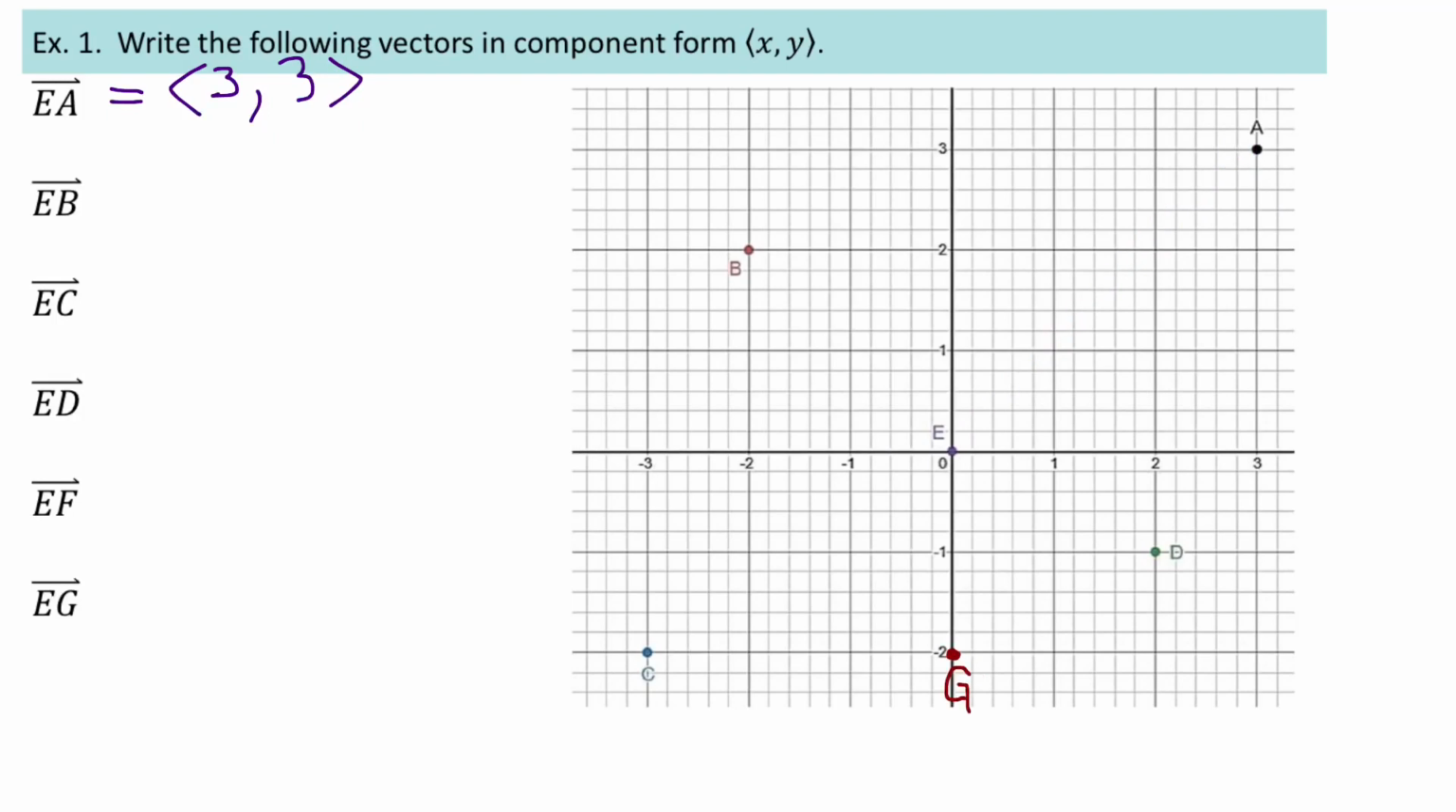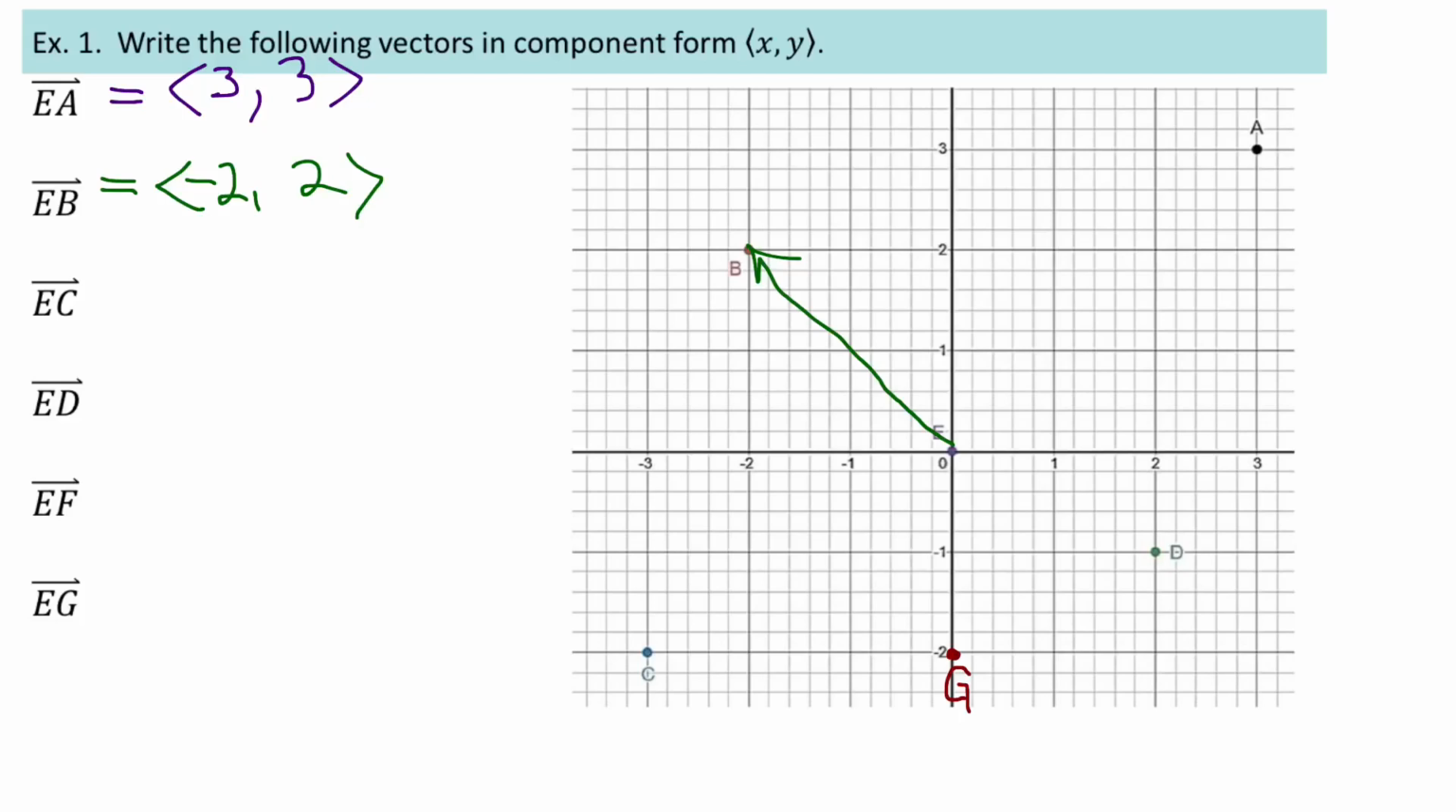So if I draw the vector EB, I'm starting at E again, and I'm going out to B, and I'm going to do the same thing. I'm going to write it in component form with pointy brackets. So this time it's -2 in the x and 2 in the y.